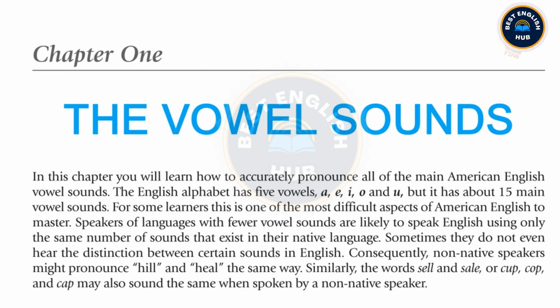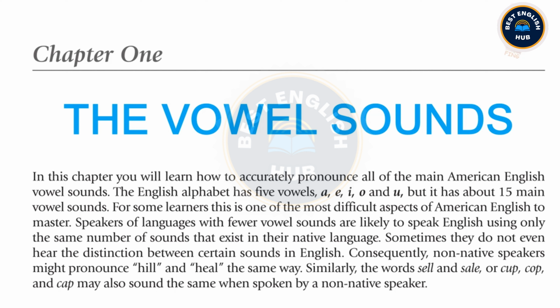Chapter 1, The Vowel Sounds. The English alphabet has 5 vowels, A, E, I, O, and U, but it has about 15 main vowel sounds. For some learners, this is one of the most difficult aspects of American English to master.